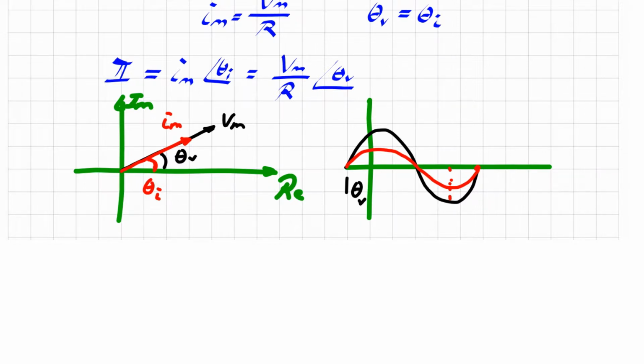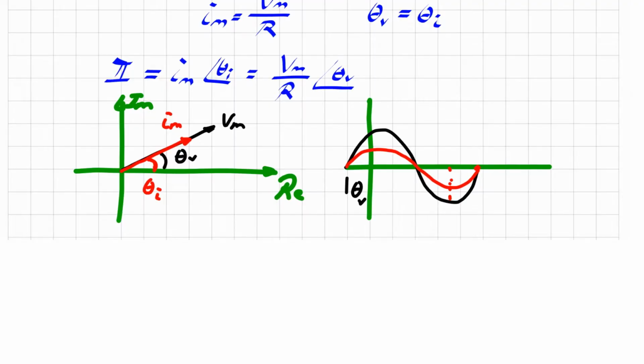That's for the resistor, and that's a very important characteristic. It doesn't matter how complex the circuit is, when you look at the connections, the voltage across a resistor is always in phase with the current going through the resistor. That we need to remember.